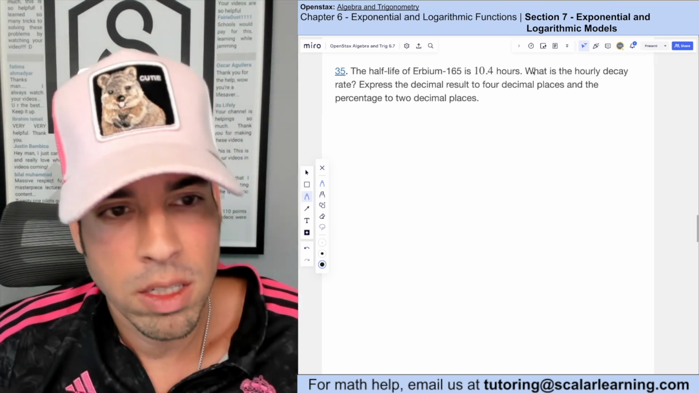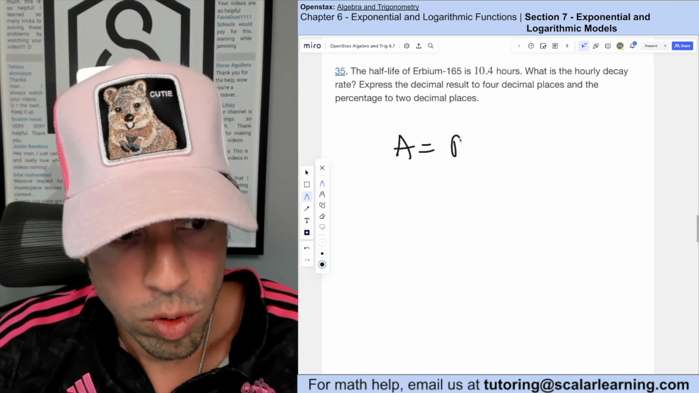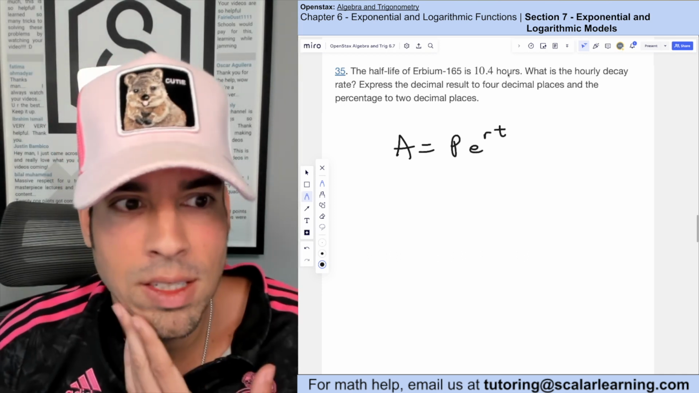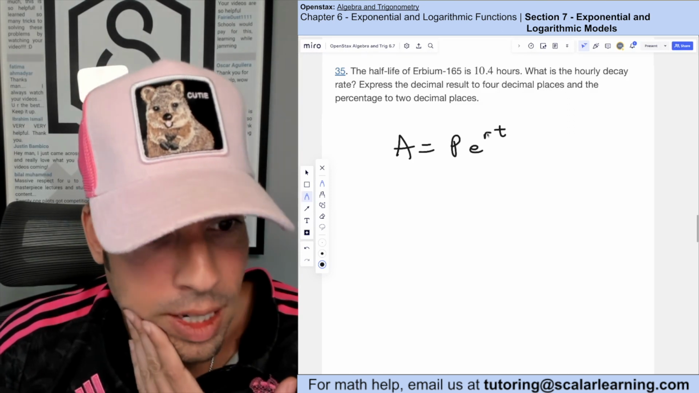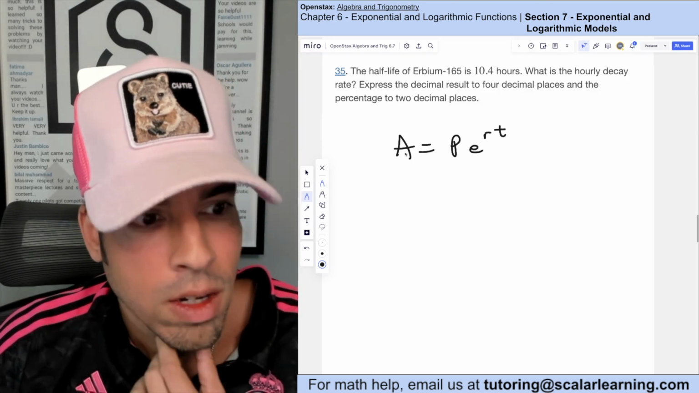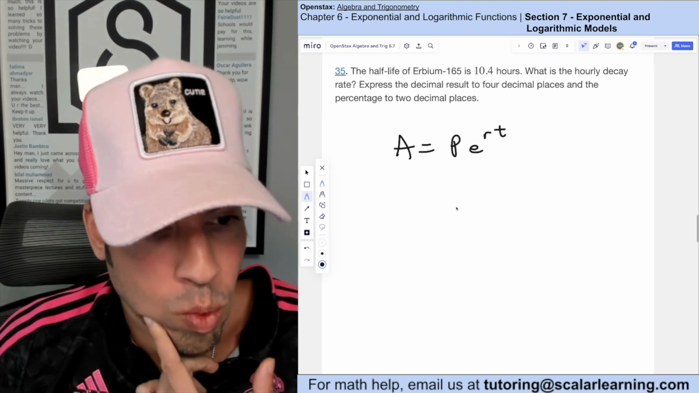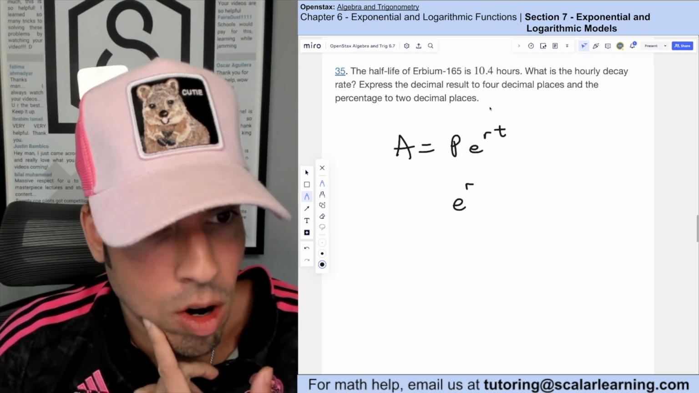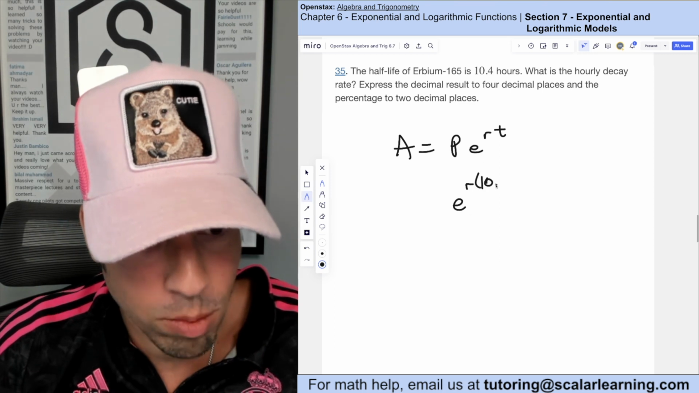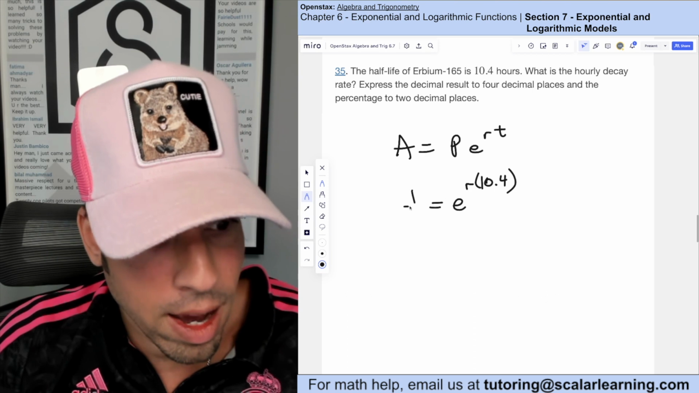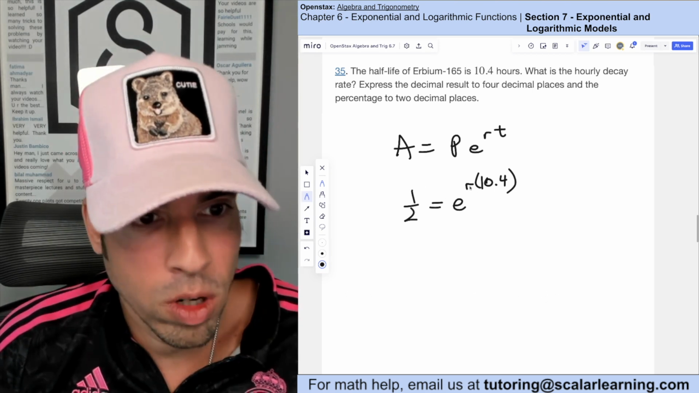rate. So let's see if we can figure this out. So we can say A equals some initial amount e^(rt). And what we can say is when we plug in 10.4 for t, we should have half the amount left than what we started with. So if I start with 1, then it's just e to the r, and then t, as I mentioned, is 10.4. We know that we're going to end up with half of 1, which is 1/2. So this is a nice starting equation to solve for r.